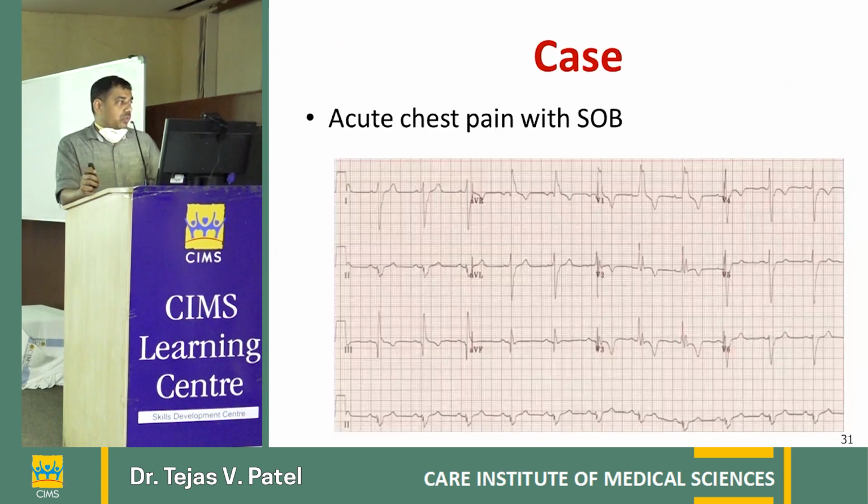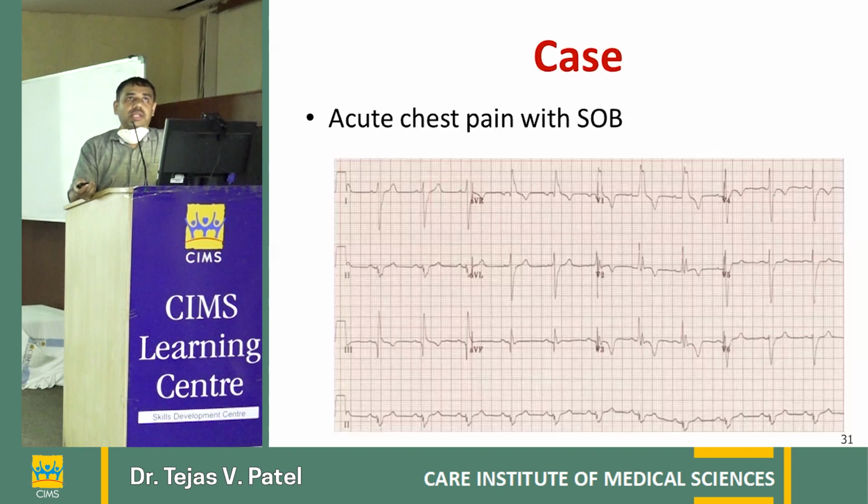Okay, I think one or two cases we can take. So this case, acute chest pain with shortness of breath. Okay, if I add some more history, it will be very easy to diagnose, but I will restrict here. Tell me the diagnosis from the ECG. It is a very common scenario, very common clinical situation.